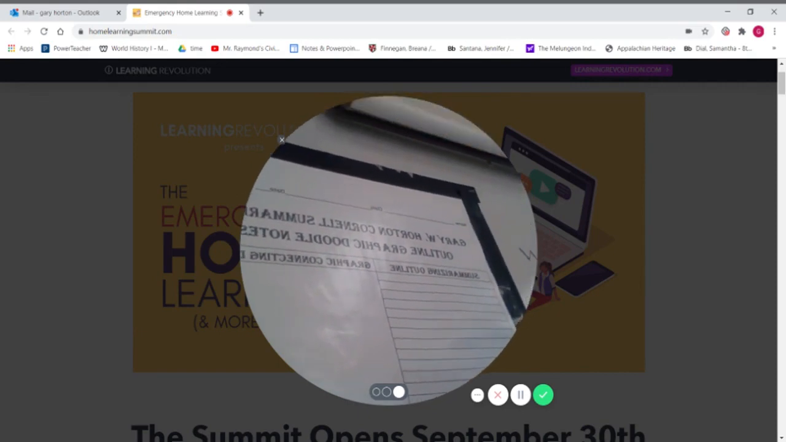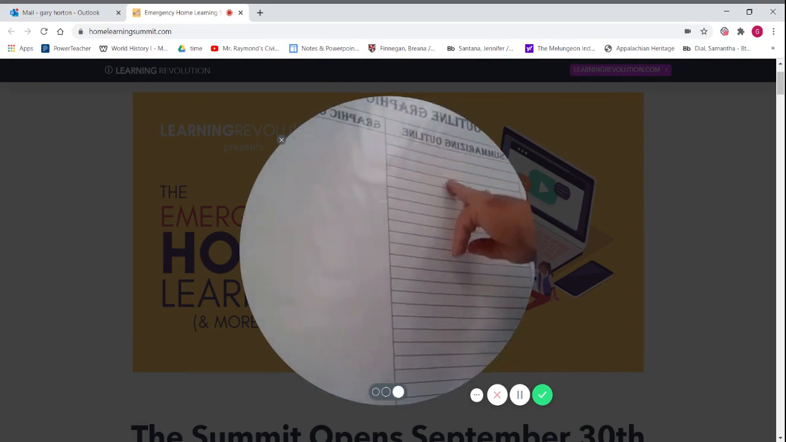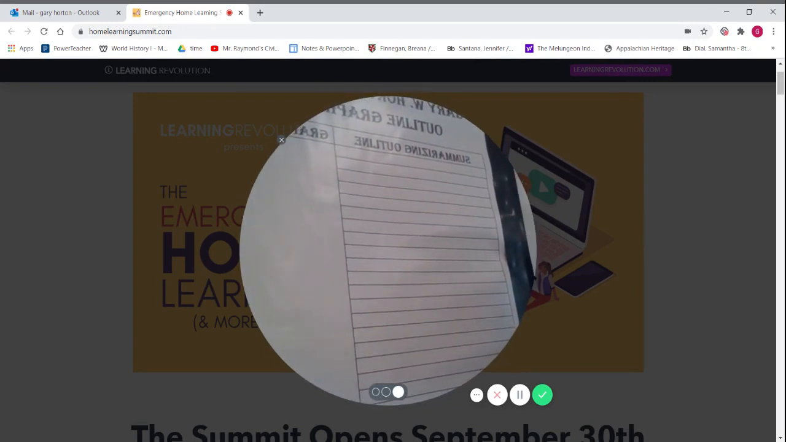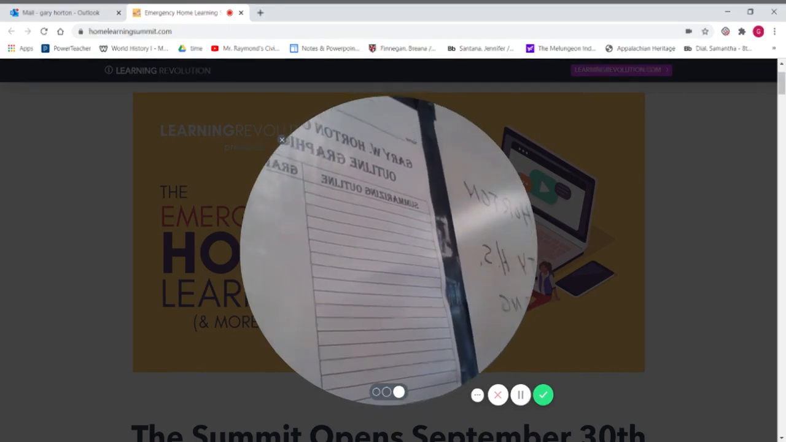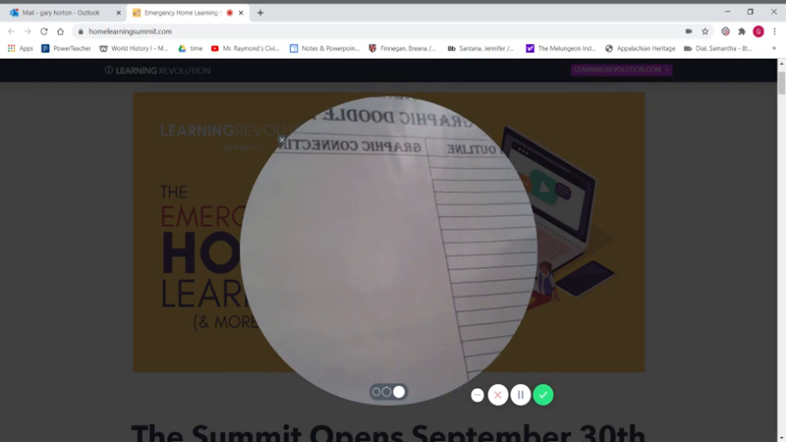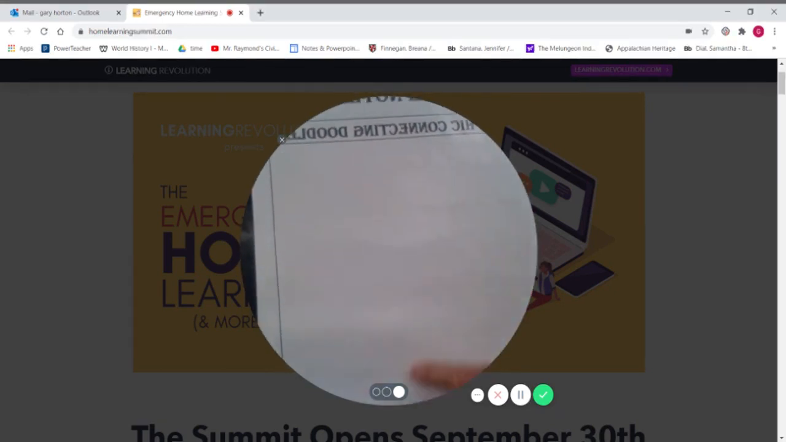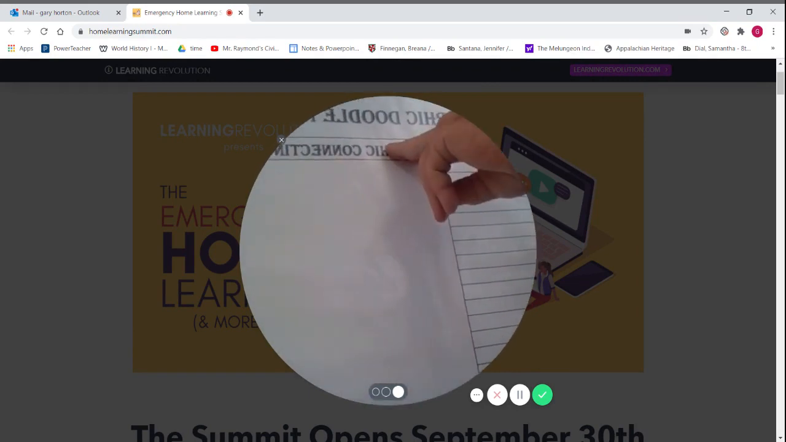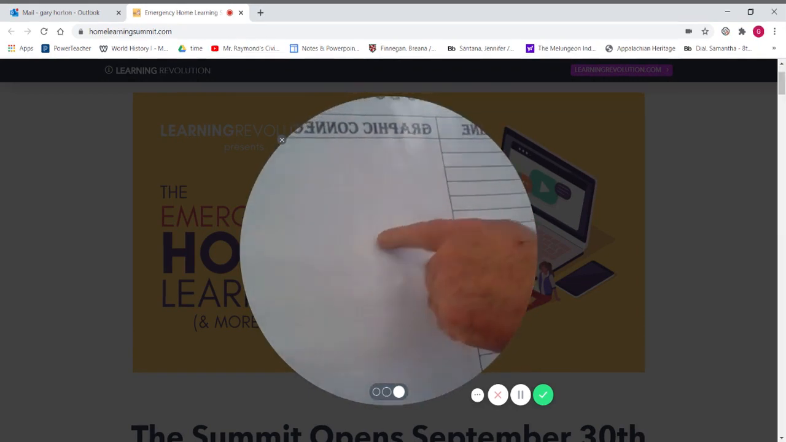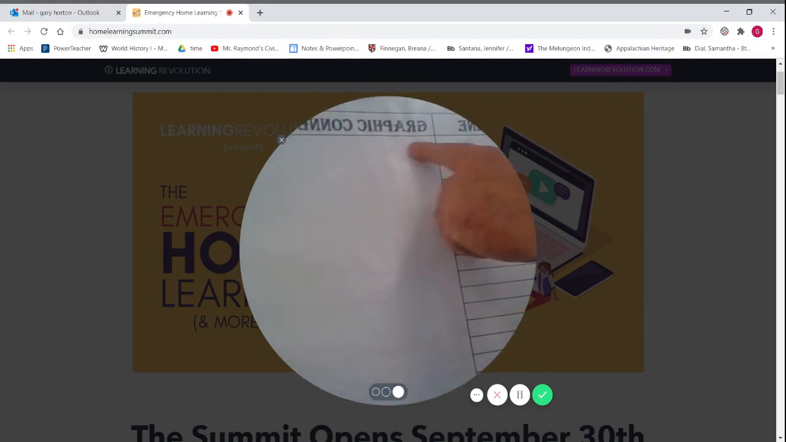As you can see, it has two sides. On this side is lined. That's where they do the outlining and the Cornell note taking. And then on this side is their doodle area, which is just clear so they can draw. And what they want to do is outline here, doodle here, and make them connected, make them interactive.